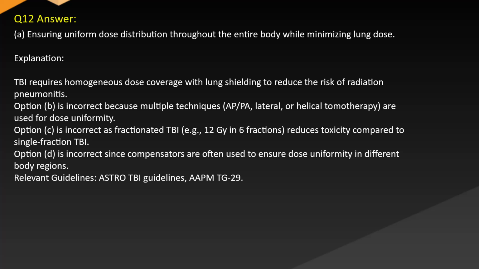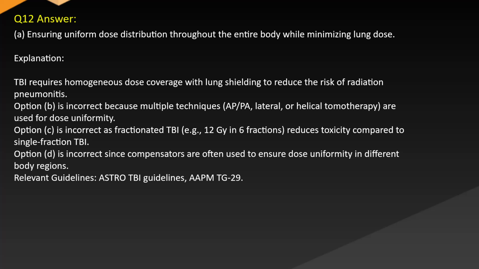Answer: A. Ensuring uniform dose distribution throughout the entire body while minimizing lung dose. Explanation: TBI requires homogeneous dose coverage with lung shielding to reduce the risk of radiation pneumonitis. Option B is incorrect because multiple techniques, lateral or helical tomotherapy, are used for dose uniformity.